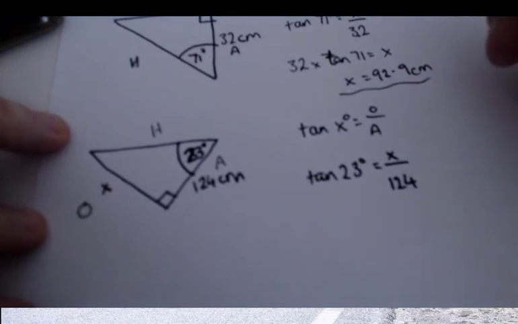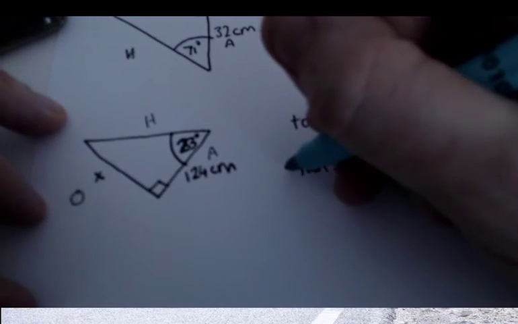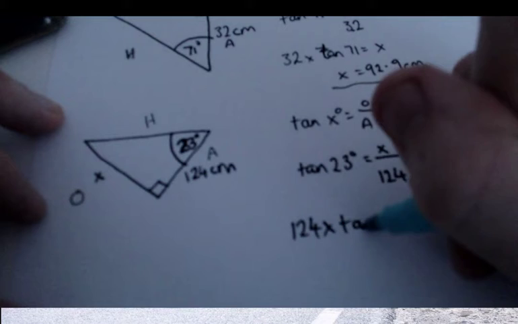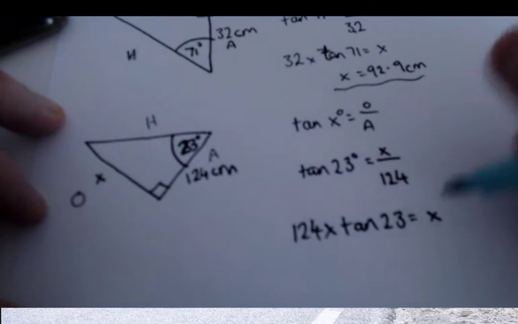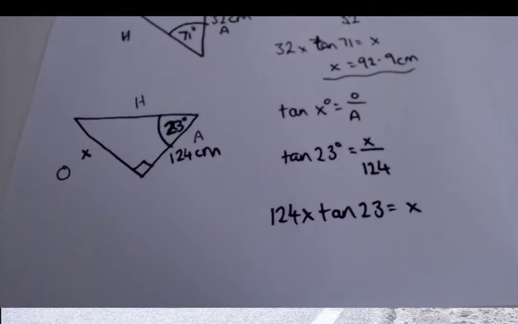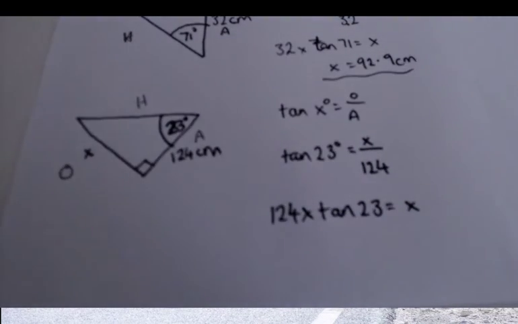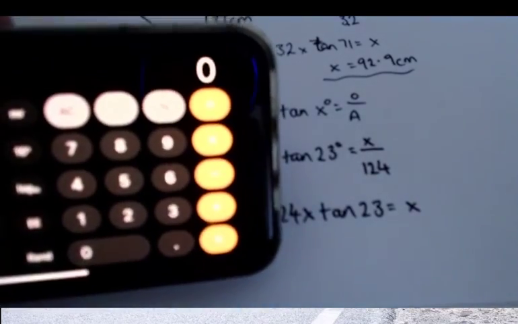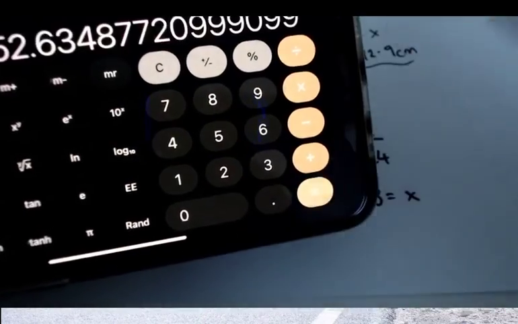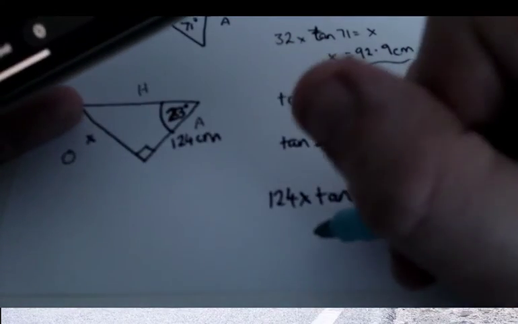Get the letter x by itself. Get the 124 up here where it's going to multiply. And now use the calculator. So I want to do 124 times tan 23. In the phone calculator, this must be done backwards. So I'm going to do 23 tan times 124. 52.6.